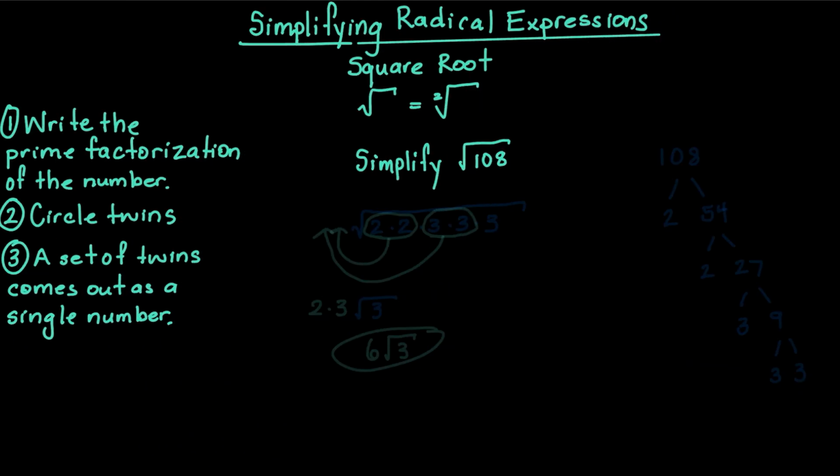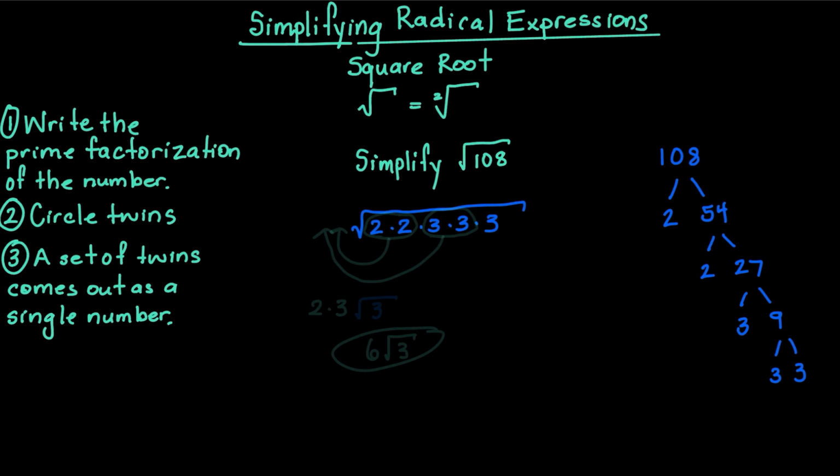Next, we're going to simplify the square root of 108. So to the side, we're going to do our prime factorization of 108. Remember, I can start with any factor pair. 108 is even, so I'm going to start with 2 times 54. 54 breaks into 2 times 27. 27 is 3 times 9, and 9 is 3 times 3. So that means 108 can be rewritten as 2 times 2 times 3 times 3 times 3.